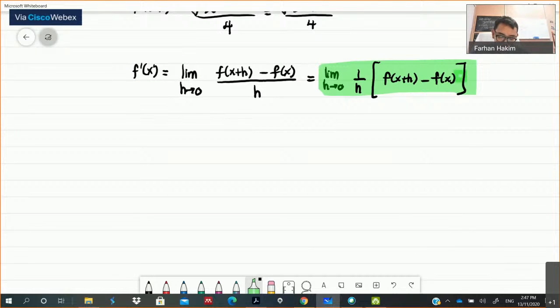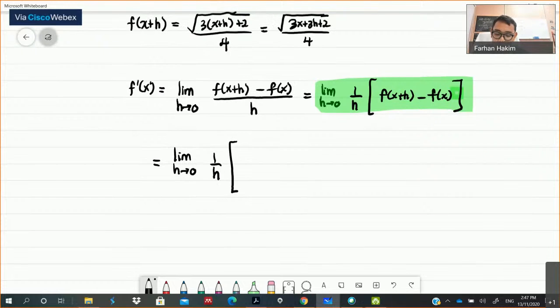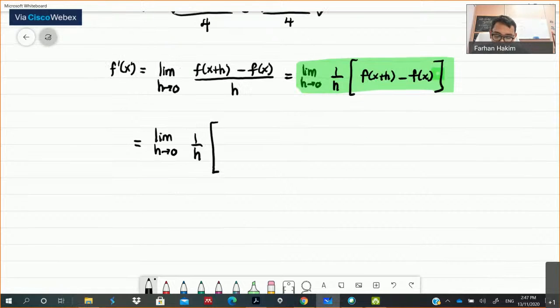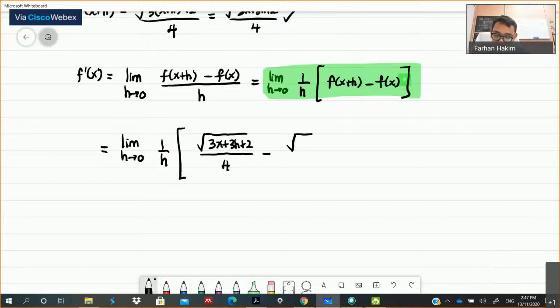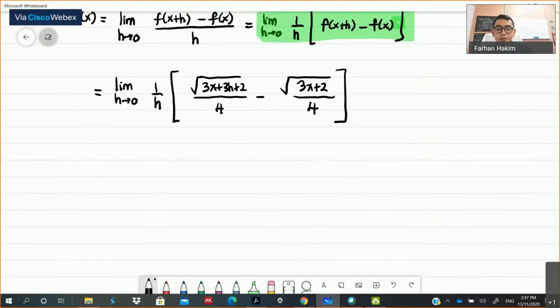This is given by the limit as h approaches 0 of 1 over h, where f(x plus h) is given by this function: the square root of 3x plus 3h plus 2, divided by 4, minus the square root of 3x plus 2, over 4. Now we have to simplify this.